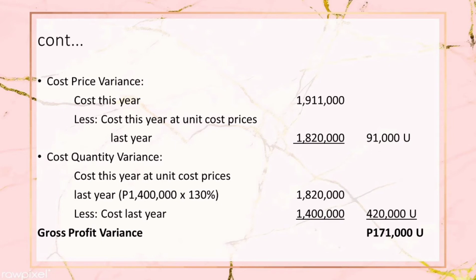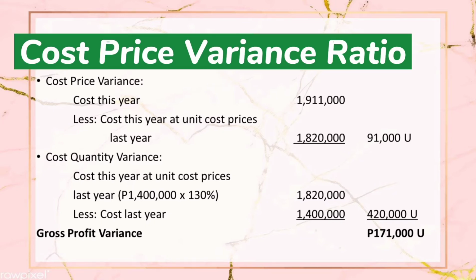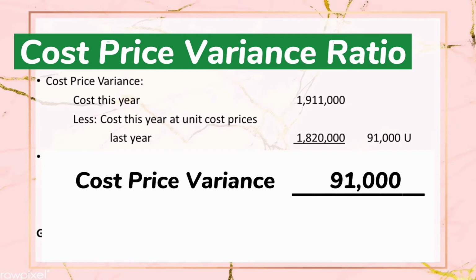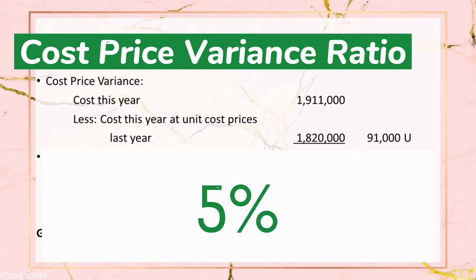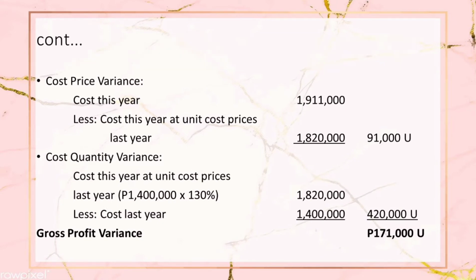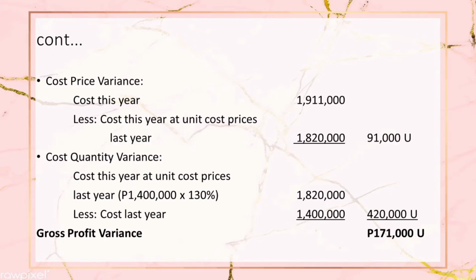The cost price variance is computed from the cost this year of 1,911,000. We deduct the cost this year at unit cost price last year, which is 1,820,000. So we have a cost price variance of 91,000, which is unfavorable. After computing the cost price variance, the cost price variance ratio may now be calculated. The cost price variance of 91,000 is divided by the cost this year at unit cost price last year of 1,820,000. So we have a cost price variance ratio of 5%, which is an unfavorable increase. An unfavorable cost price variance means that the cost price this year is greater than the cost price last year. As such, there is an increase in unit cost price.